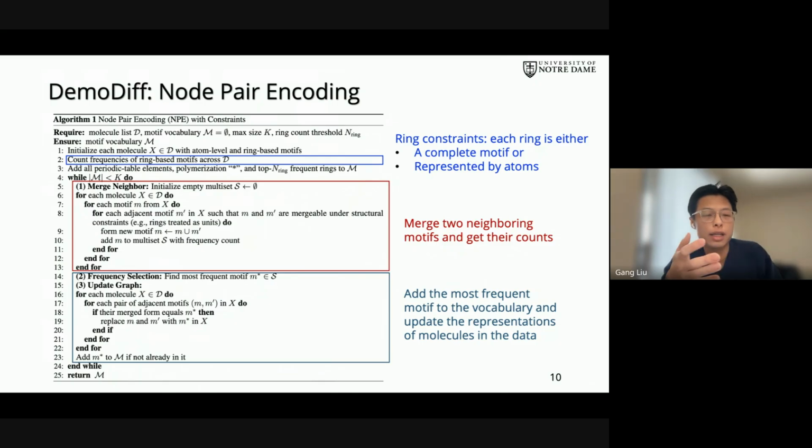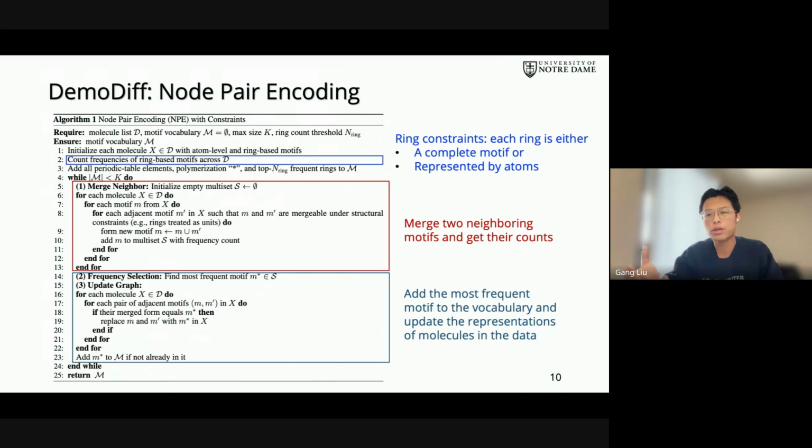In the second line of the code, we first need to count the frequency of the rings across the molecule list. So here we want to add the ring counts to the Node Pair Encoding, so that for each of the rings, it is either added to the vocabulary as a complete motif, or represented only by its atoms. Why do we want to do that? Because we don't want to break rings into two motifs.